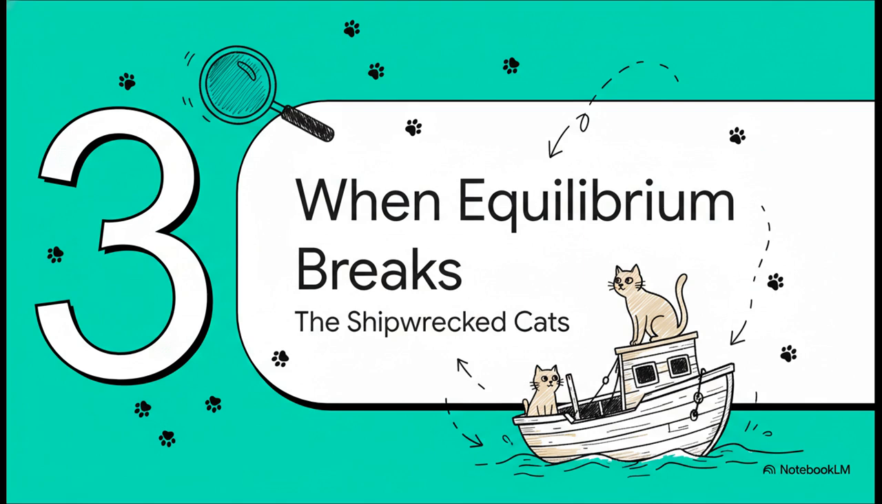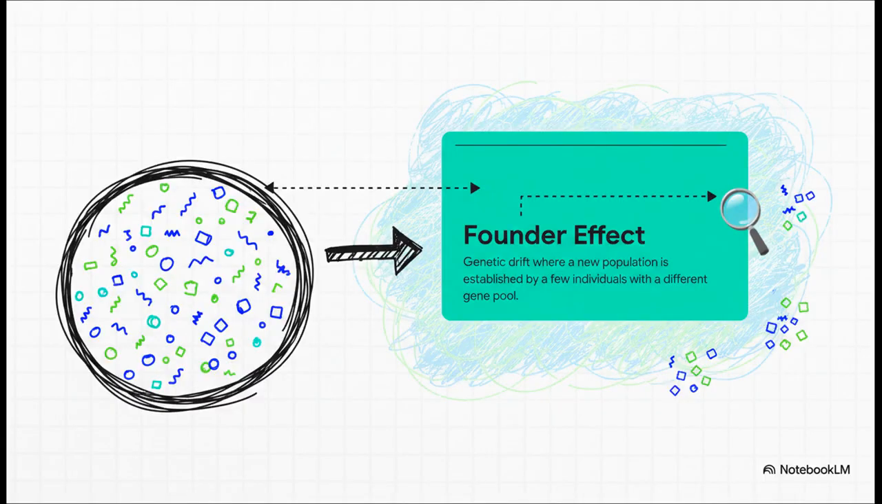So let's investigate the curious case of some shipwrecked cats. Before we dive into the data, you need to know about something called the founder effect. Imagine a big, diverse population, and just a tiny handful of individuals gets separated, say on an island. Well, just by random chance, the mix of alleles in that small founding group might be very different from the original population. That's a type of genetic drift, which is basically evolution by random chance.